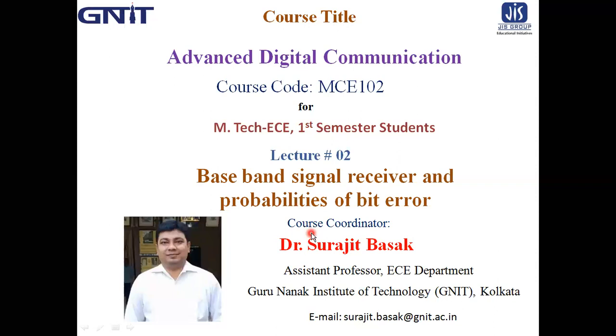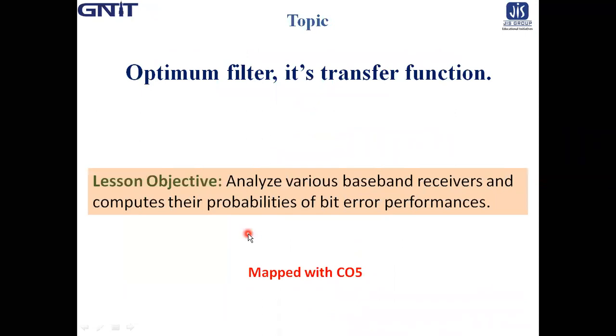Today, we are going to start lecture number 2 from the baseband signal receiver and probabilities of bit error, with the topic of optimum filter and its transfer function. The lesson objective of this topic is to analyze various baseband receivers and compute their probabilities of bit error performances. And this topic is mapped with CO number 5.